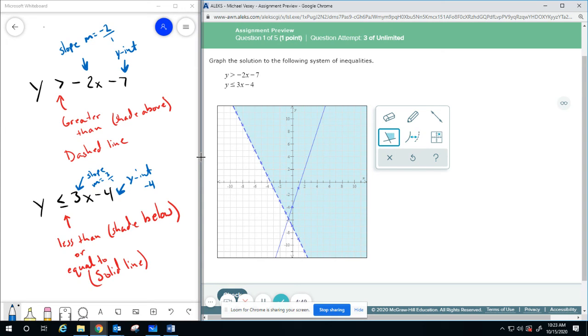But we need to make sure that we're also obeying the second inequality. And the second inequality is a less than, and so we need to be less than the solid line. And so less than the solid line would be underneath it. And so we'd be looking at this area here. So we want to make sure that the only area that's shaded is this area here because it is less than the solid line and it is greater than the dashed line. And so this should be the answer.